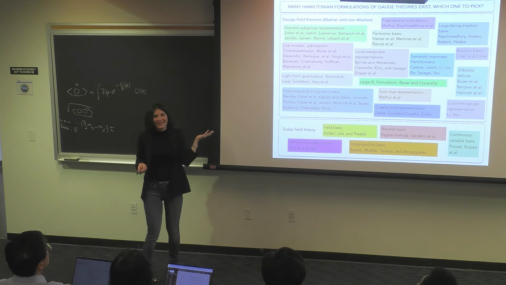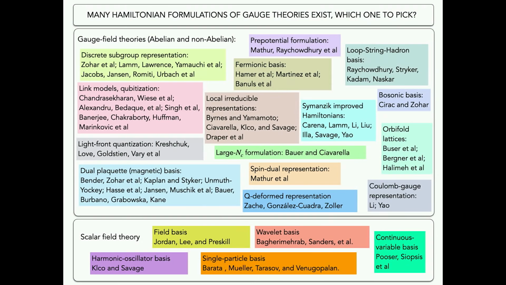So this is that busy slide that I promised. I said there are so many different starting points, formulations, and basis states for these Hamiltonian gauge theories. If you're interested, these are some examples. I'm sure it's not an exhaustive list, but it gives you an idea of the kinds of things that people are thinking about.